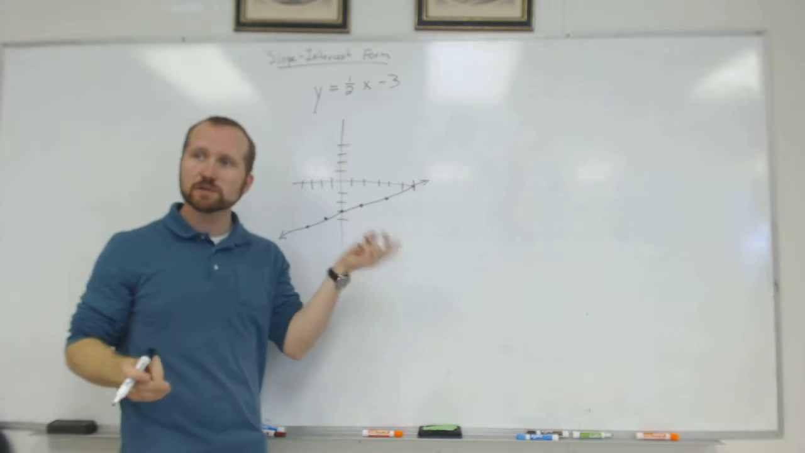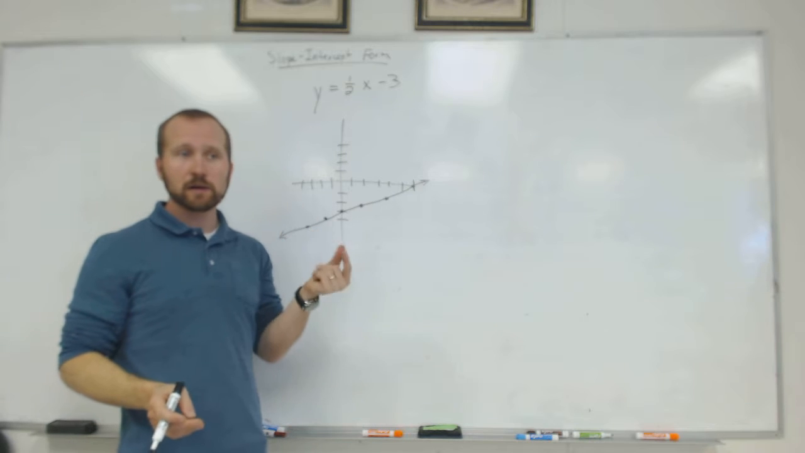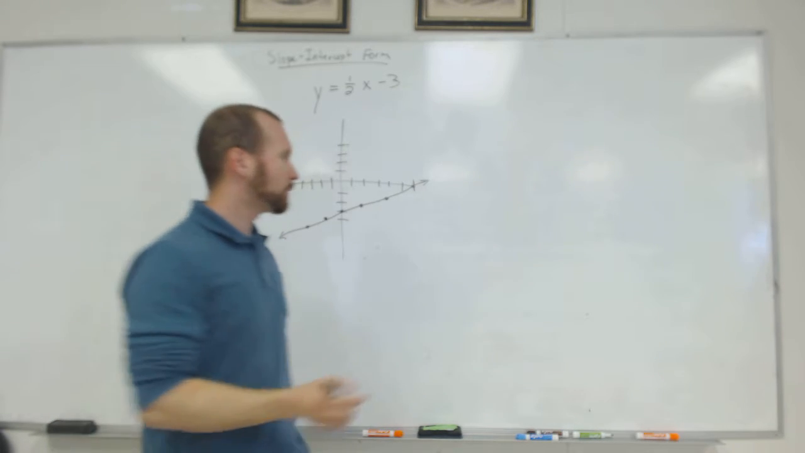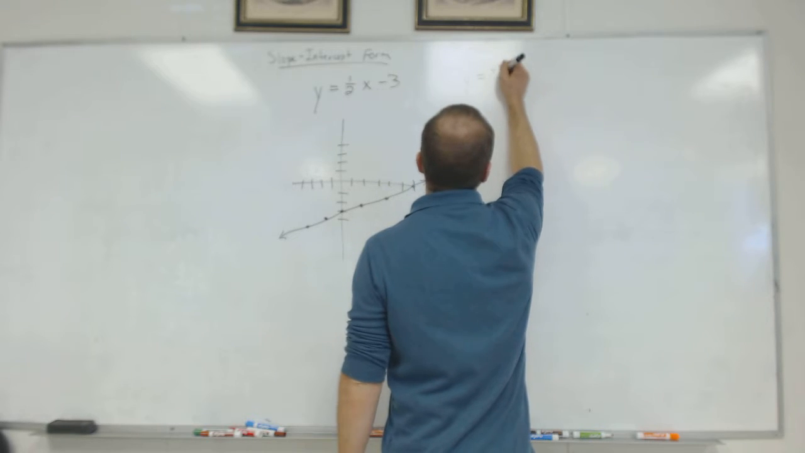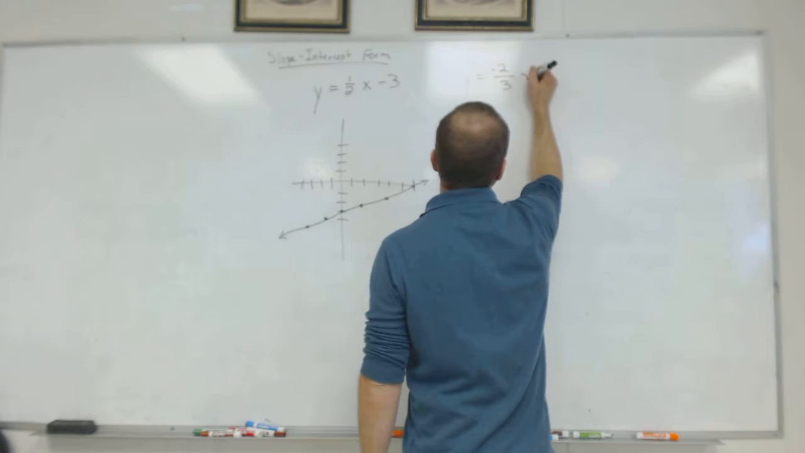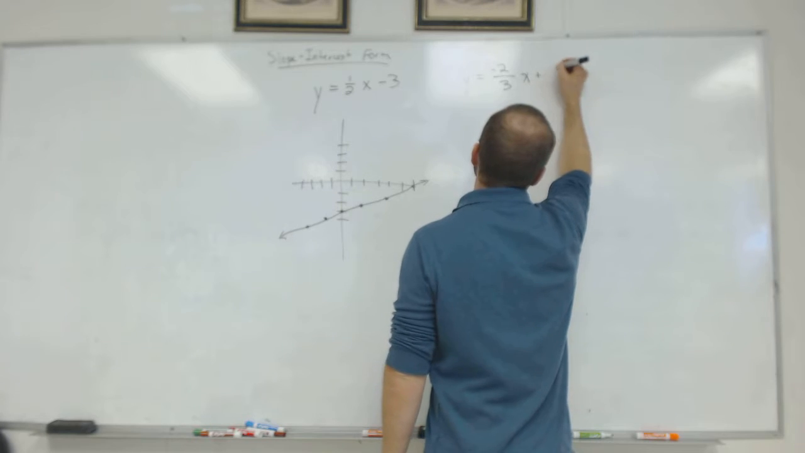But it's not hard. And once you start practicing this, you'll see that you can actually make these points pretty quickly. So let me do another example. Y equals negative 2/3 x plus 5.